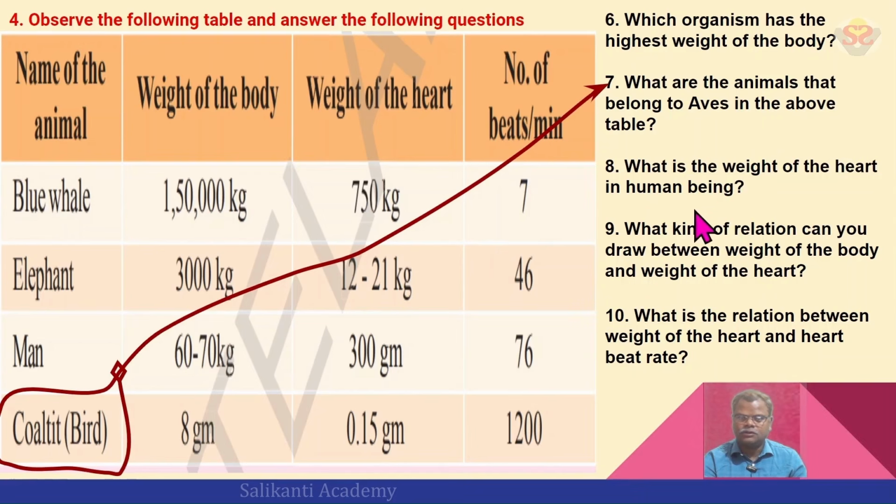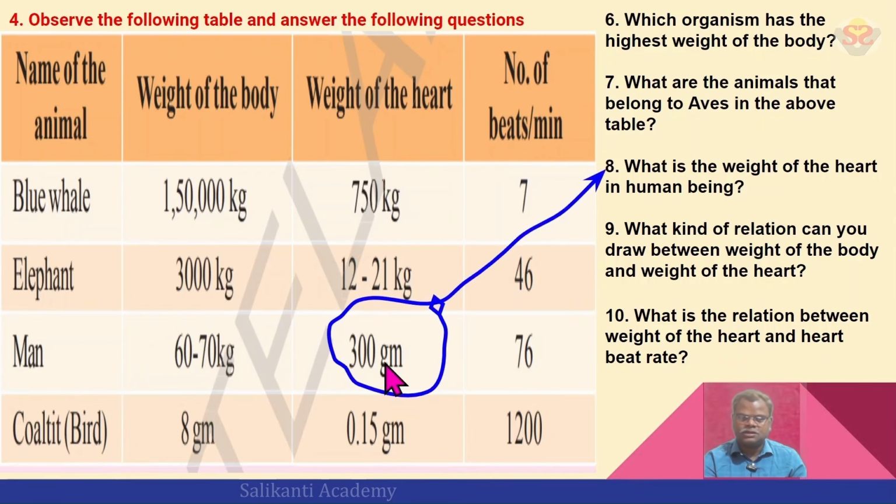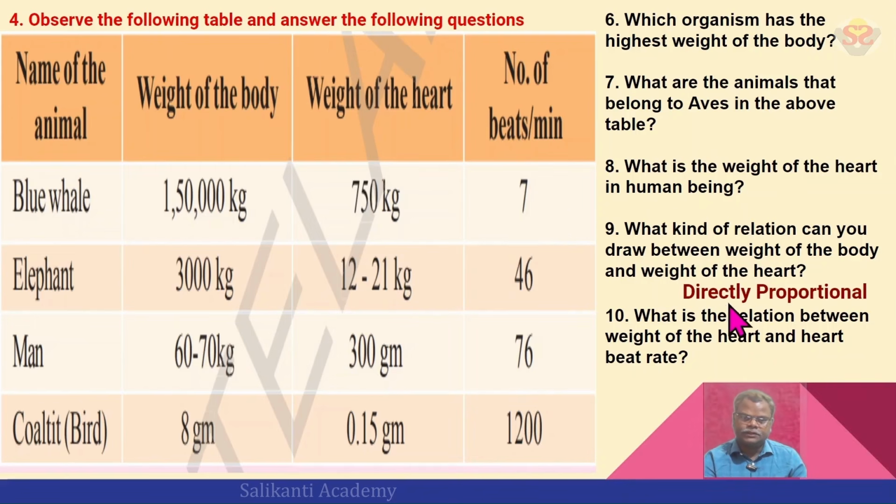What are the animals that belong to Aves in the above table? Cold tit bird. What is the weight of the heart in human beings? 300 grams. What kind of relation can you draw between weight of the body and weight of the heart? Directly proportional. What is the relation between weight of the heart and heartbeat rate? Inversely proportional.